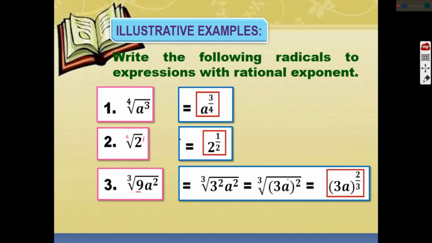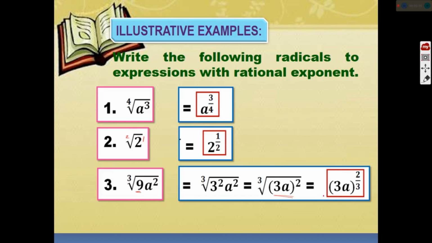So, the quantity of 3a raised to the second power nasa labas na po ng parenthesis. So, cube root of the quantity 3a raised to the second power equals, so yung nasa loob ng parenthesis na 3a, yun na po yung magiging base. So, the quantity of 3a raised to 2 over 3 na index. Okay? So, that's it for example 3.